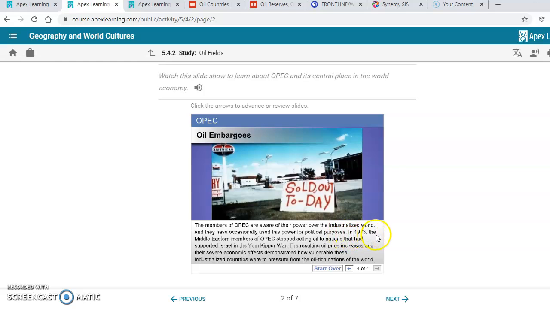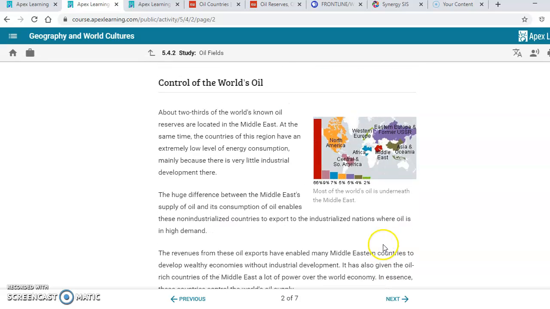In 1973, the Middle Eastern members of the Organization of Petroleum Exporting Countries stopped selling oil to nations that had supported Israel in the Yom Kippur War. The resulting oil price increases and their severe economic effects demonstrated how vulnerable these industrialized countries were to pressure from the oil-rich nations of the world. Okay, so you got that, right?